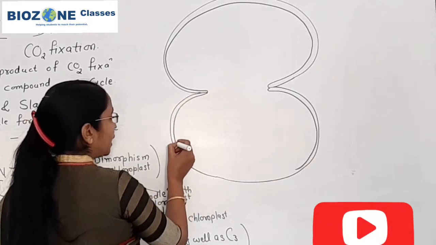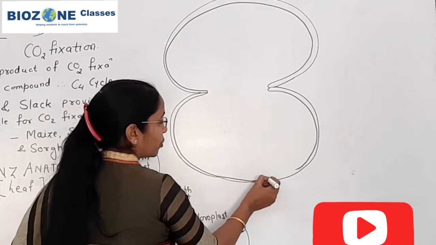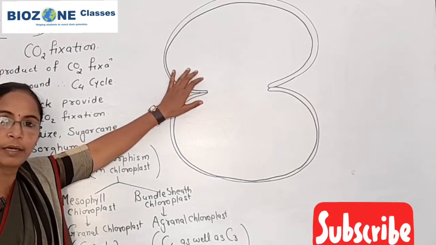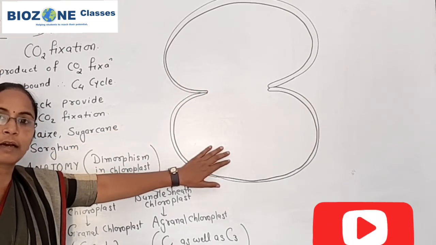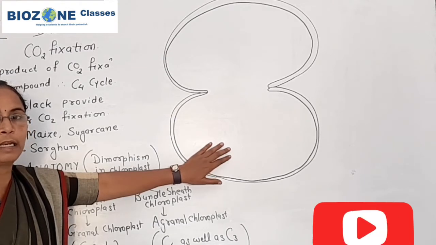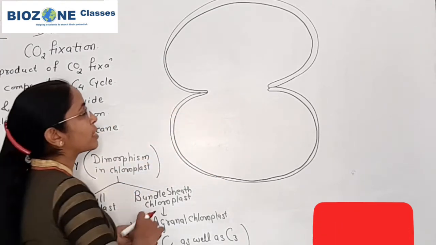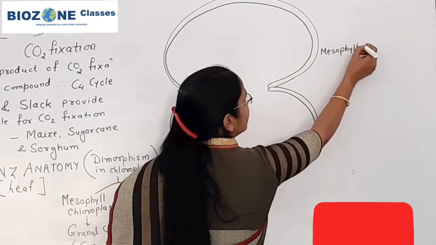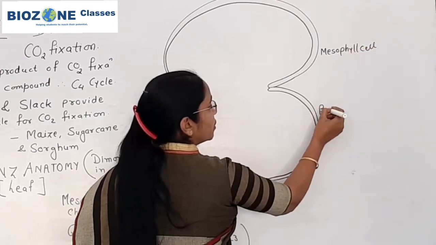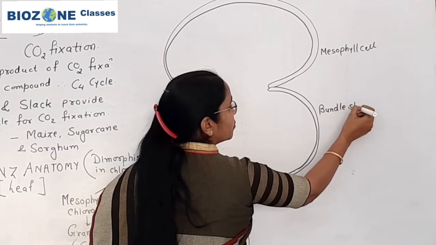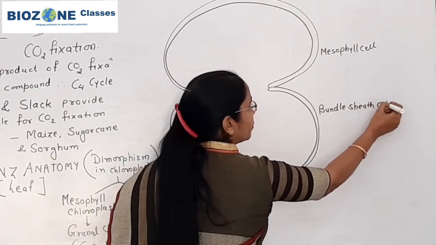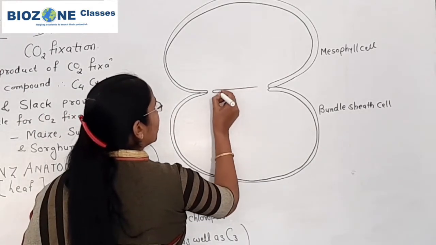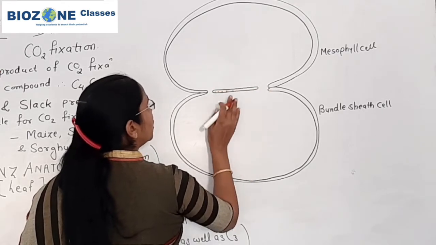Because the chlorophyll is present in the mesophyll cell, that's why, if you go through the NCERT, the color of the mesophyll cell is green, whereas the bundle sheath cells are colorless because chlorophyll is completely absent in the bundle sheath cell. So this upper cell that we draw is the mesophyll cell, and this is the bundle sheath cell. This you remember. Now here I just draw the plasmodesmata, or cell to cell connections.